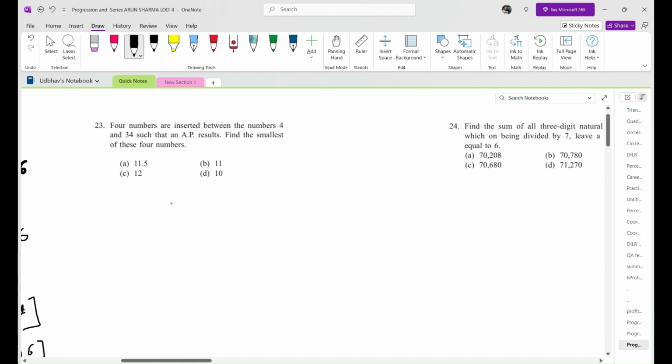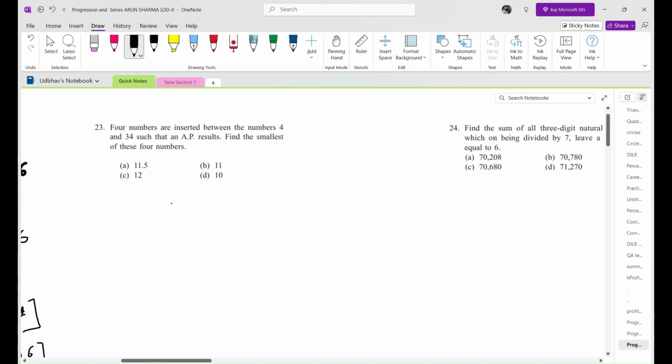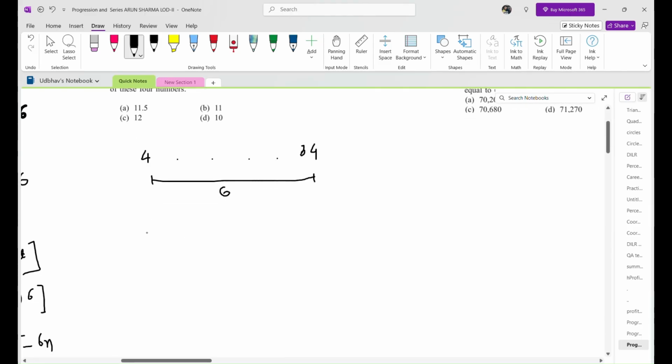Four numbers are inserted between the numbers 4 and 34 such that an AP results. Okay, we are given 4 here and we can assume 34 here. We have to insert 4 numbers here such that this whole thing is an AP, right? So for this whole thing to be an AP, how many terms are there? 1, 2, 3, 4, 5, 6. 6 terms. This is the first term, this is the last term.